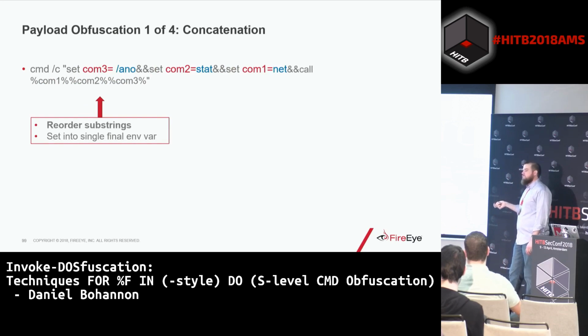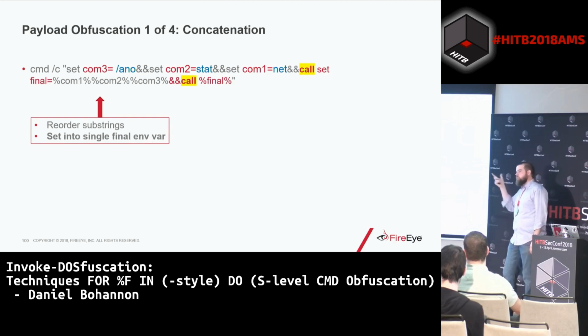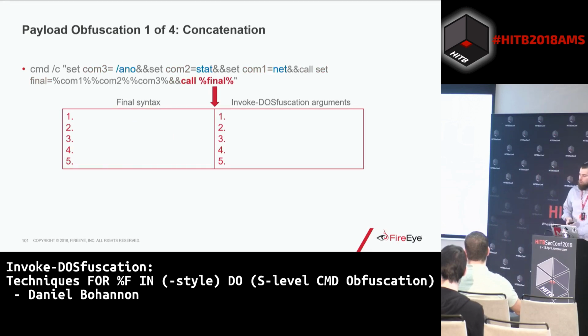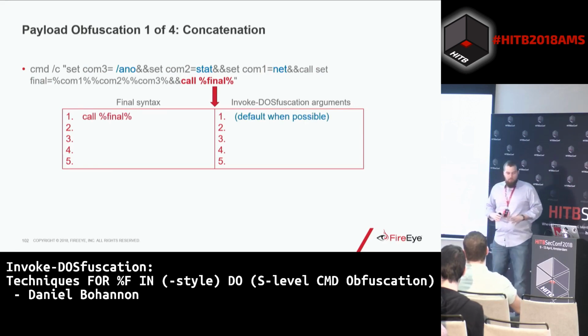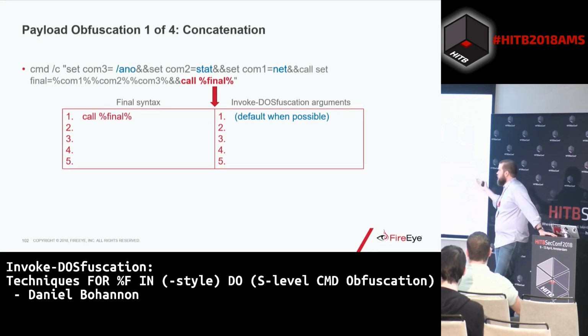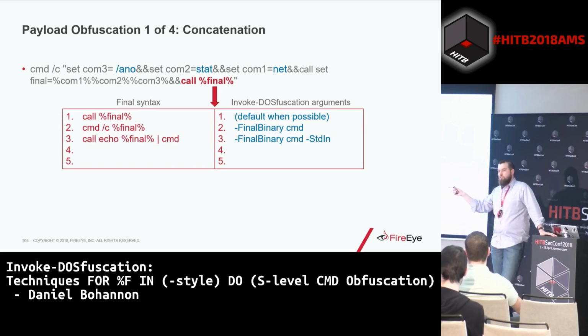So we can also reorder the substrings that we set as long as we reorder them back in the call. And then we can also set the reassembly into an additional variable called final and then call that final variable. So when we actually want to launch this final command, there are 5 options in Invoke-DOSfuscation to handle this. One is the default, which is used if possible. The only times this isn't possible is if you have certain pipes or different characters that need special escaping. It gets really tricky with call. But basically, if we can do it, then let's just use call so we don't have to spawn a child process. Otherwise, we can spawn a child process and either say cmd /c final variable, or we can echo the final variable into a child process.